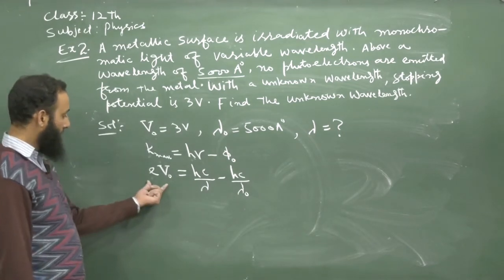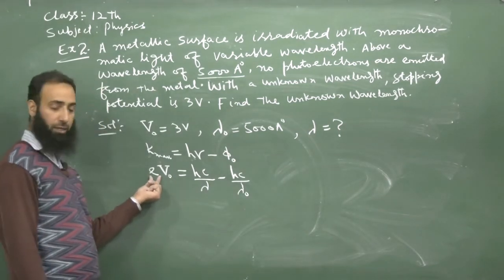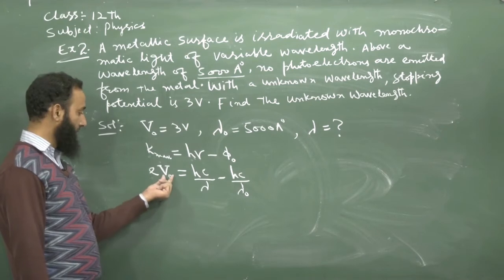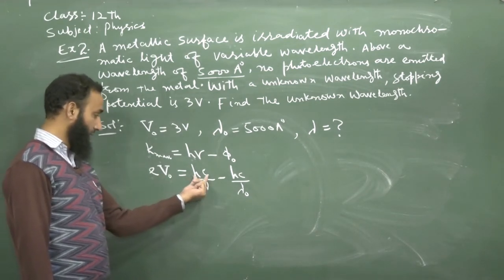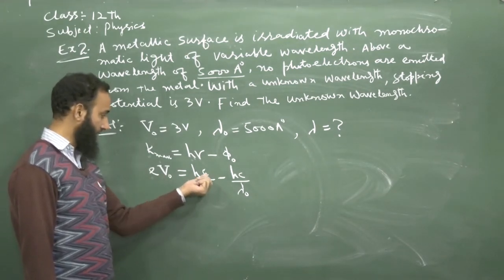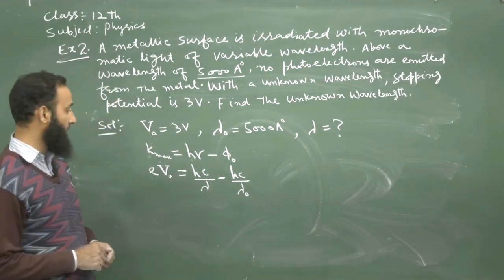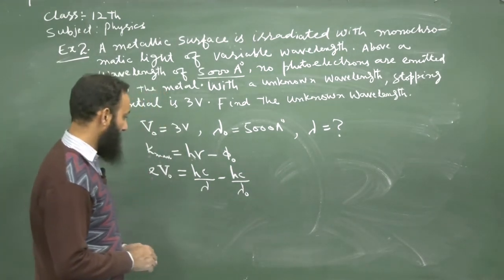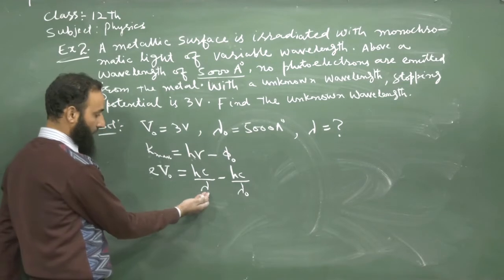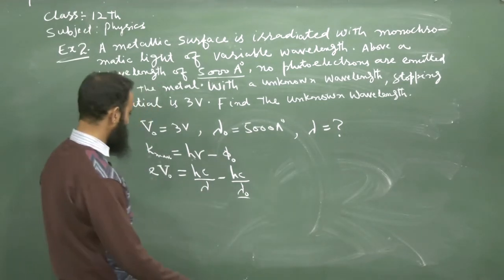Here h is a fundamental constant. e is the charge of the electron, which is known to you. These are fundamental constants, h and c, their product comes out to be, as I told you, 12,400 electron volt angstroms. We have to calculate the lambda, and this is also given.